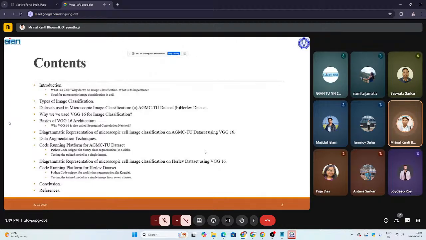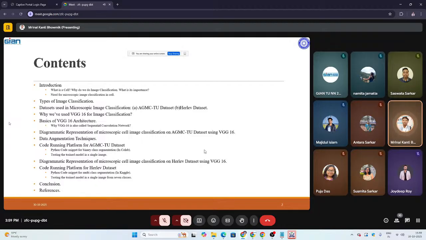So these are the contents which I have included in my presentation today. First of all, in the introduction part, I'll be giving a little explanation about what is a cell, what is the need to do image classification, what is its importance, and what is the need for microscopic image classification also. Although it has been explained earlier, I'll be giving just a few concepts about that. And then what are the different types of image classification and what datasets I'll be using for microscopic image classification. That is two datasets, the AGMC2 dataset and the high-level dataset.